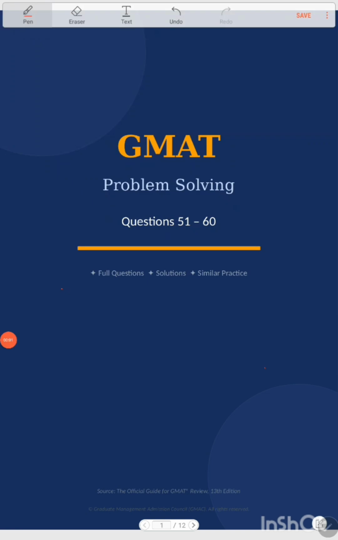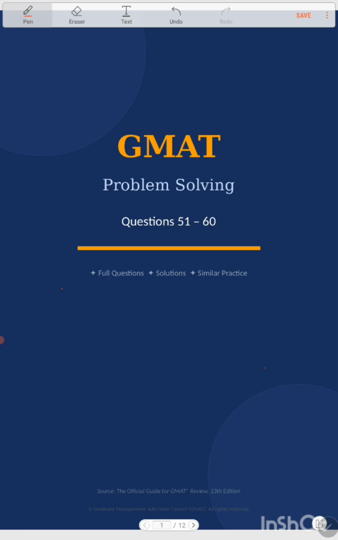Welcome back. In this session, we will walk through GMAT problem solving questions 51 to 60 from the official guide. As usual, the goal is not just to get the correct answer, but to understand the fastest and most efficient way to solve each problem, the kind of thinking that helps you perform well on test day.